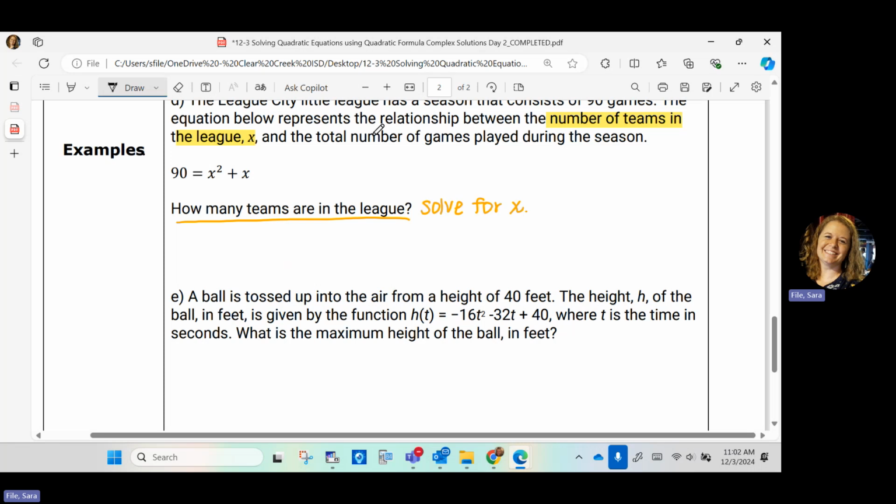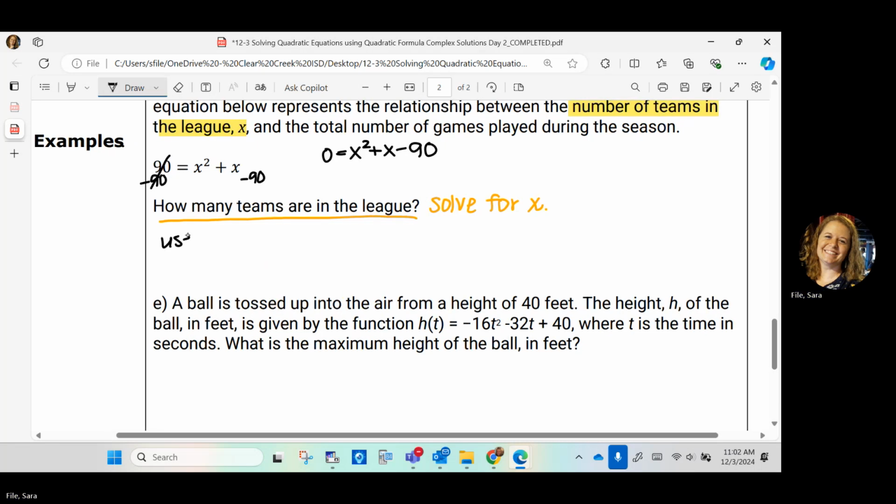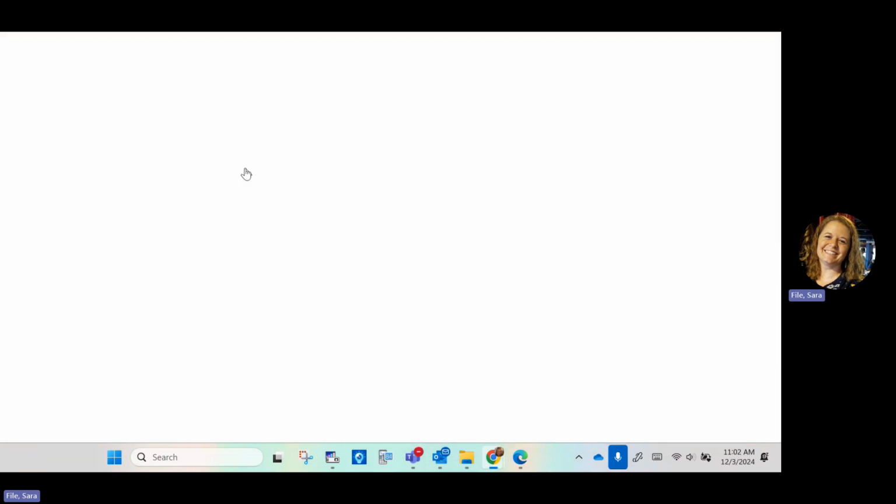All right. So I'm going to subtract the 90 to the other side. So we've got 0 equals x squared plus x minus 90. Now I'm going to use Desmos. And solving for x, when we solve for x, what is it we're finding on the graph? The x-intercepts. So if we want to solve for x, that means just what are the x-intercepts? Graph it. What are the x-intercepts? That's all it's asking. So I'm going to go to Desmos.